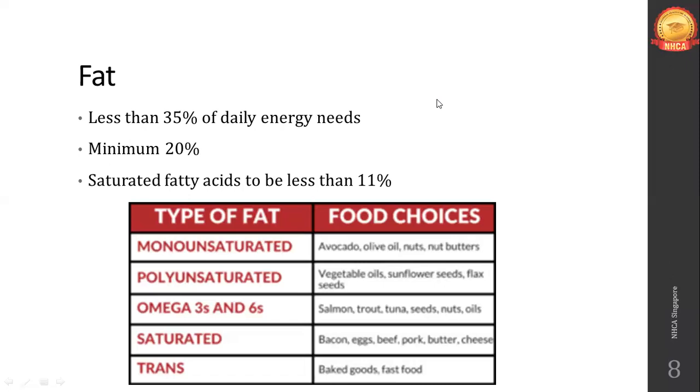So the entire energy contribution that comes from fat matters, not the way you are using it. You can even use refined oils. Refined oils can be used, but the amount of fats that you use, that matters.